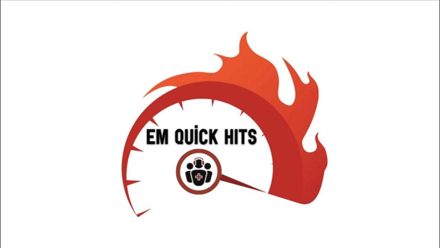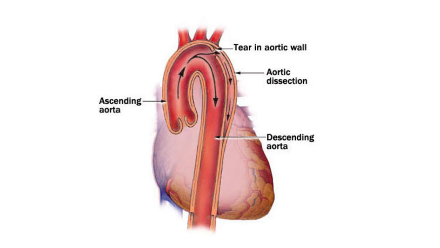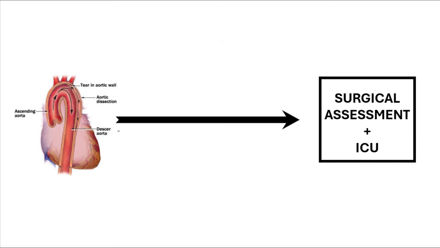Aortic dissection is such a difficult diagnosis to make, and we spend a lot of time focusing on making that diagnosis, picking up these subtle presentations of aortic dissection. What we don't spend as much time on is how to manage that dissection once you pick it up. Ultimately, these patients are going to need surgical assessment. They're going to need an ICU. But what should we be doing in the emergency department when we see those patients?